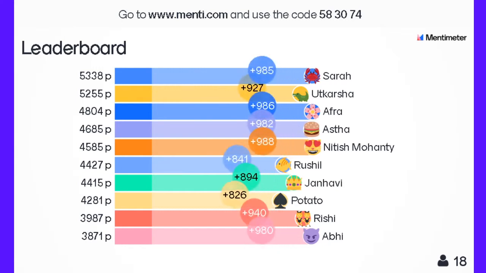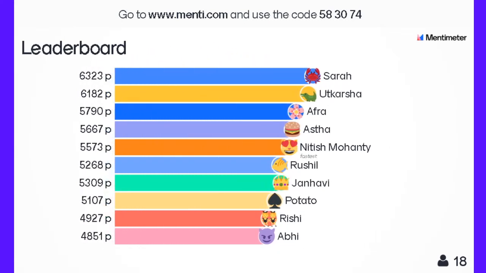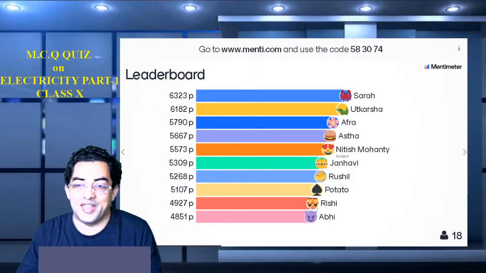Currently Sara was on top, and let's see after adding these scores what happens. Oh God, everything remained the same. Again Nitish Mohanty is the fastest finger first. Correct? So a little up and down has happened. Janvi I think has moved up a little bit. But the top position, number 1, is with Sara, the crab. Second one is the alligator, Utkarsha. And third one is Afra, the flower. Let's move on to the next one.